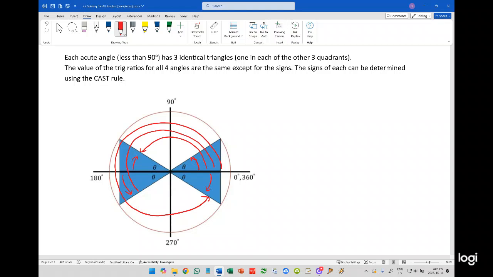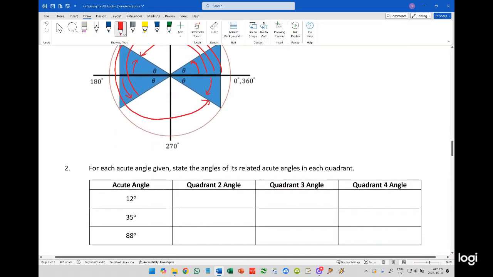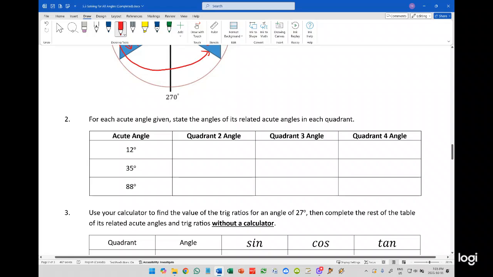Again, some of you are probably still thinking, what does this have to do with anything? I don't get it. Let's answer some questions. Okay, so let's say that we have an acute angle of 12.